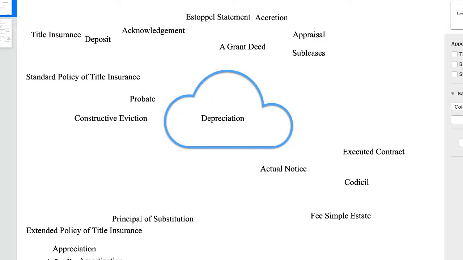Okay, so depreciation, the 3 forms of functional obsolescence, economic obsolescence, and physical deterioration. Okay, good.